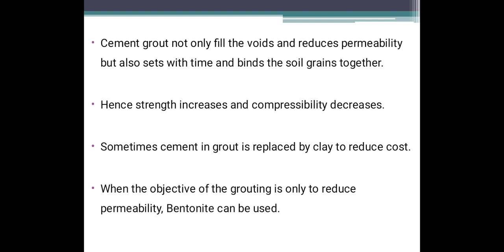Sometimes cement in grout is replaced by clay to reduce the cost. Clay has some cementitious property, so along with cement, or we can replace the cement with the clay material. When the objective of the grouting is only to reduce permeability, bentonite can be used. When the objective is not only increasing the strength, if it is only reducing the permeability, we can go for using the clay material, that is bentonite.